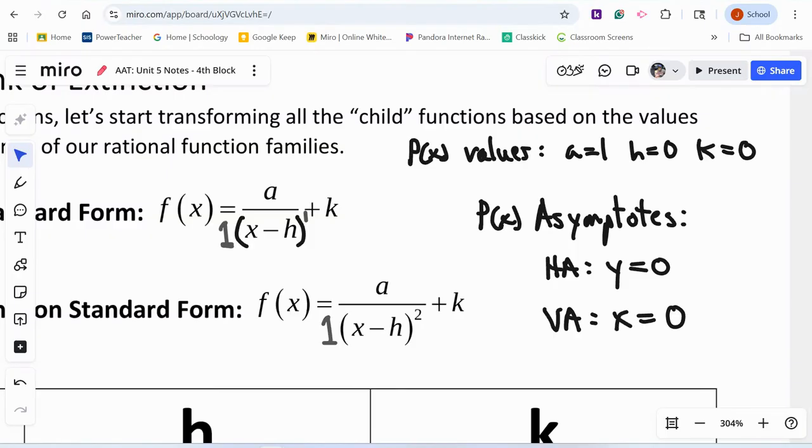One important thing we're going to come back to later is to notice that the parent function asymptotes are y equals 0 and x equals 0. And that's going to have a connection with our values for our transformations, but we'll come back to that later.